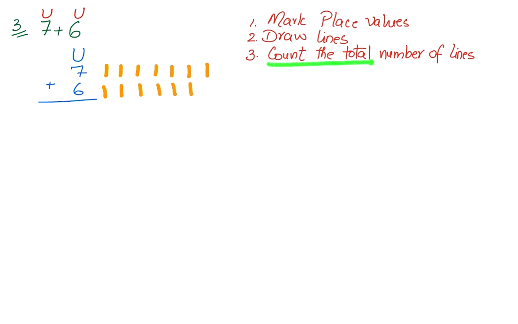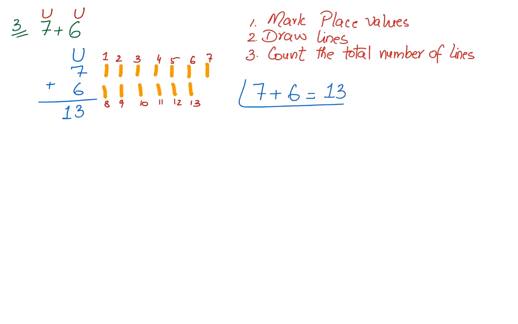The third step is to count the total number of lines. We have 1, 2, 3, 4, 5, 6, 7, 8, 9, 10, 11, 12 and 13. We have a total of 13 lines. Hence the sum of 7 plus 6 is 13. So we'll write 1 and 3. So 7 plus 6 is equal to 13.